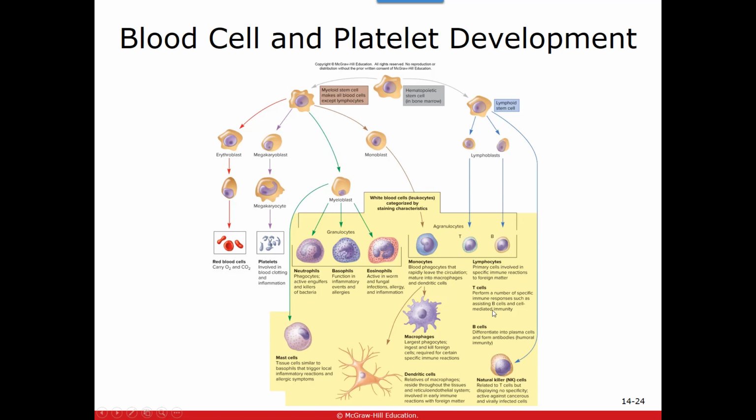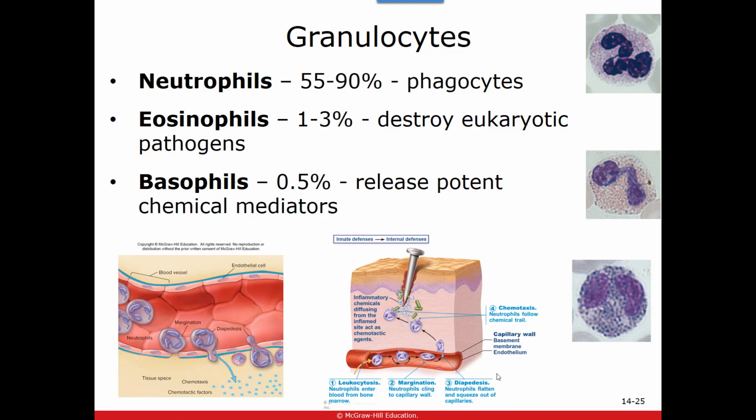Now, the granulocytes. I said we group them into granulocytes and agranulocytes. The granulocytes, again, they all have dark staining granules. You can see it in the cytoplasm. There are 3 of them out of the 5: the neutrophils, the eosinophils, and the basophils. And if you notice, they all end in "phil."